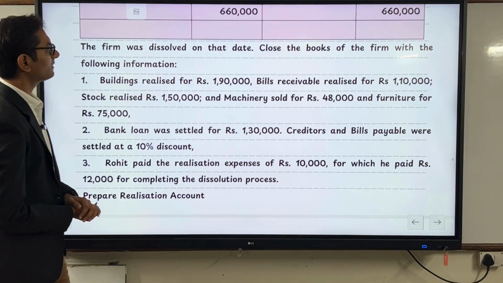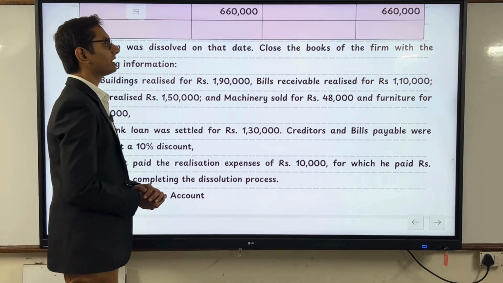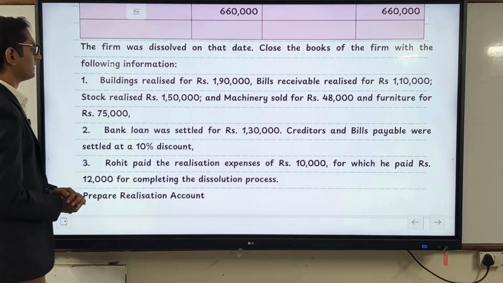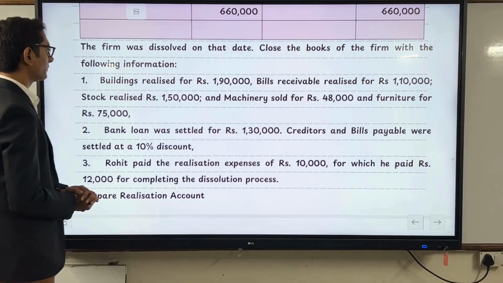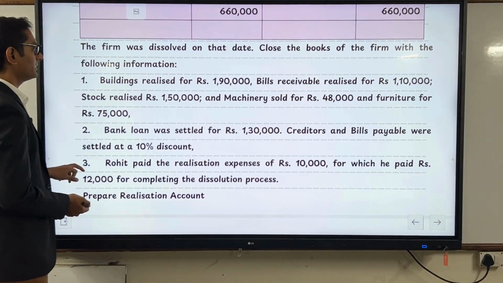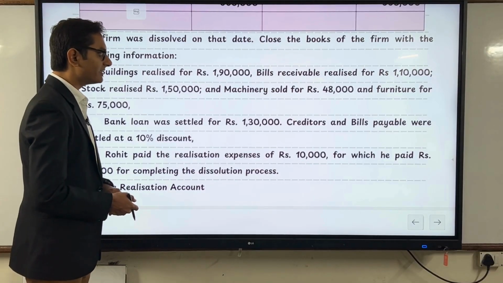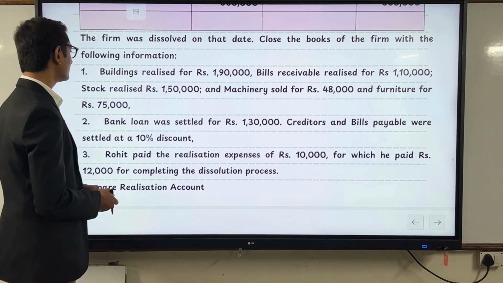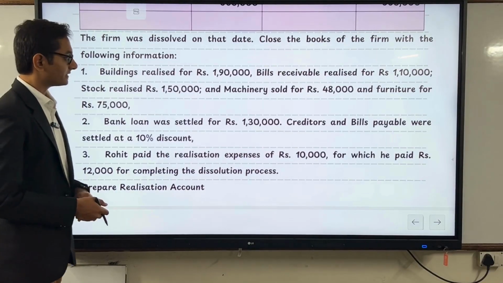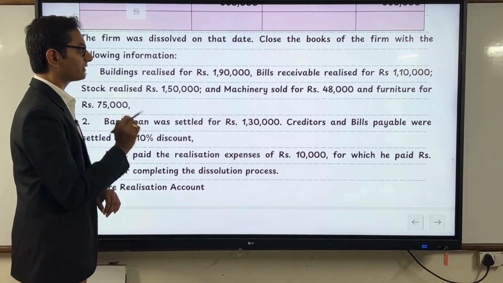The firm was dissolved on that date. Close the accounts of the firm with the following information. Number one, building realized for rupees 1,90,000, bills receivable realized for 1,10,000, stock realized 1,50,000 and machinery sold for 48,000.